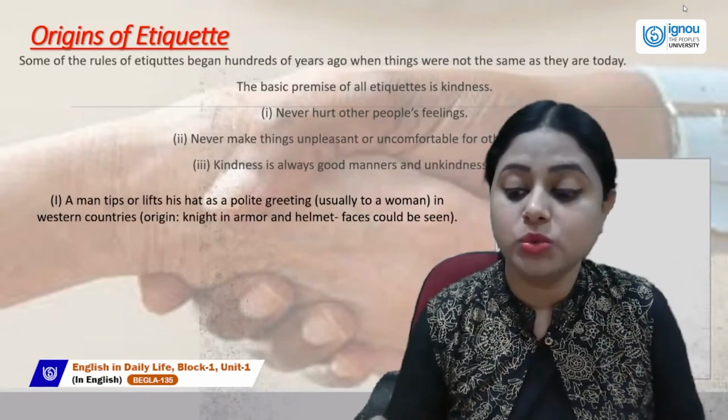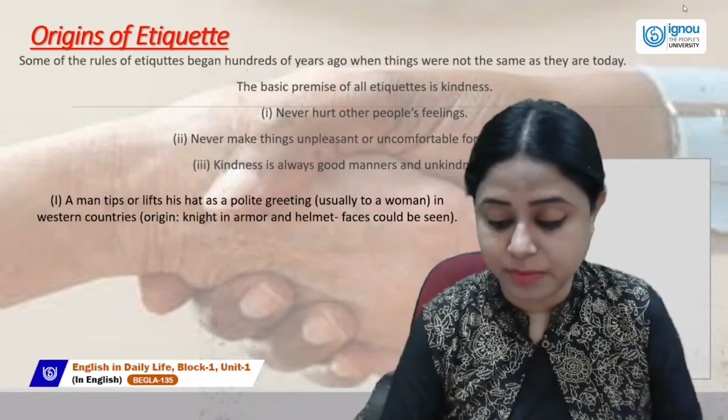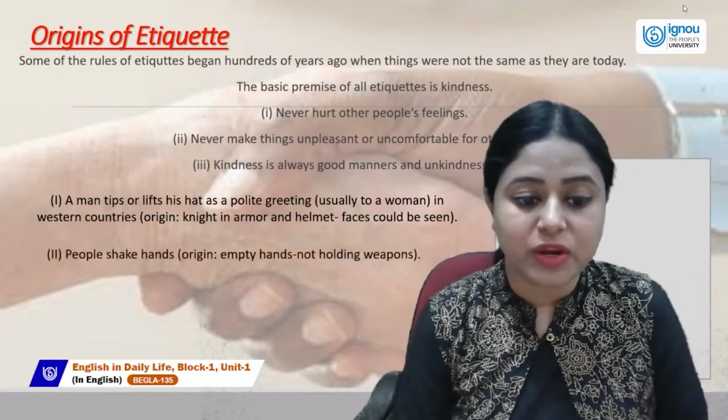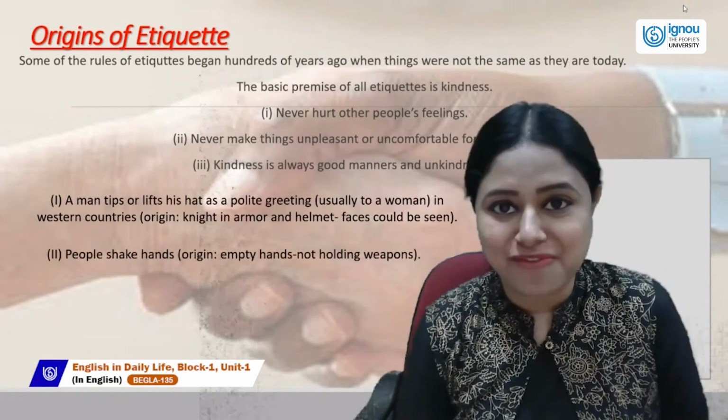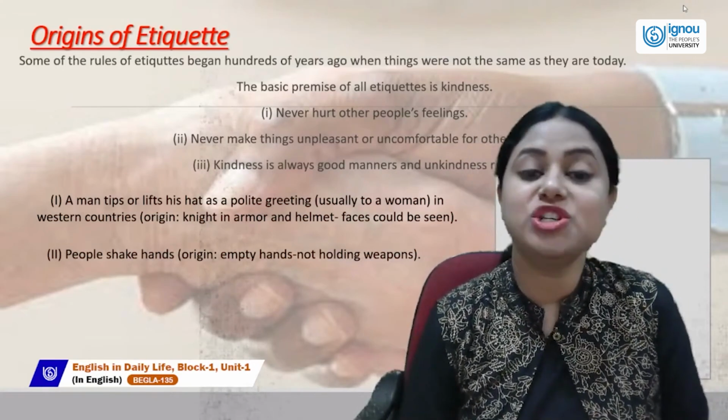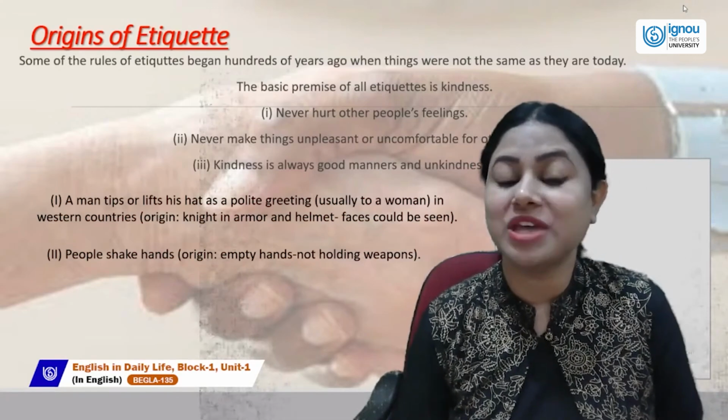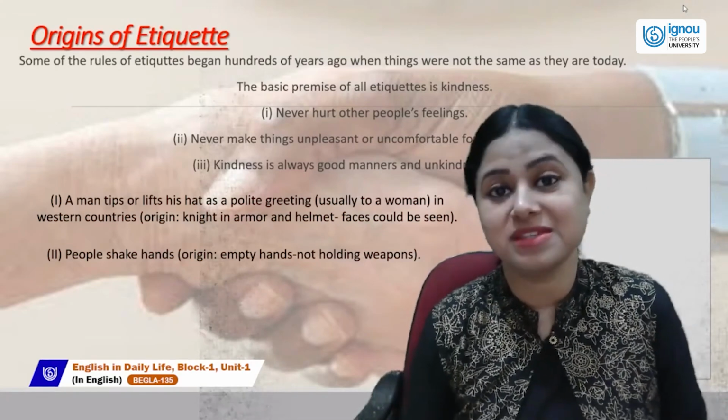Now, you will see this in another example. People shake hands, right? And how? What do you think could have been the origin? So earlier, people would shake hands just to show that they were not holding any weapons in the hand.